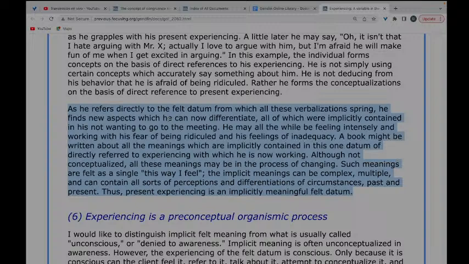I like that sentence. A book might be written about all the meanings which are implicitly contained in this one datum of directly referred to experiencing. Right? This one feeling I have is so rich, there's so much to explore in there. So many different ways in which I can attempt to find a handle for it or to conceptualize it and to find meaning in it, that I can write an entire book on this one feeling.